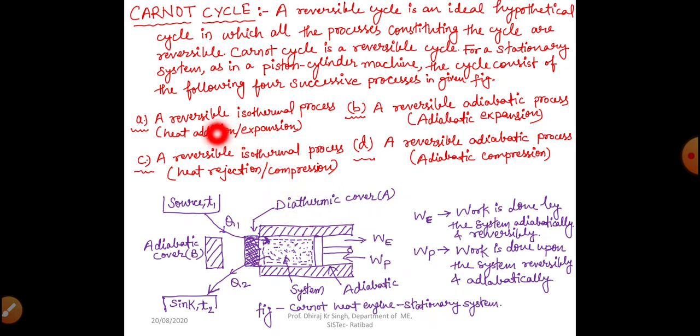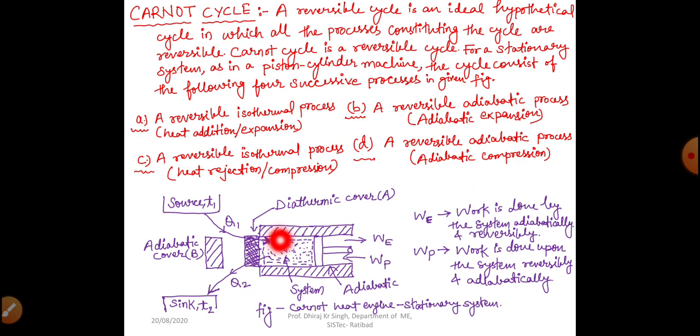So there are four processes in Carnot cycle. First is reversible isothermal process, that is also known as heat addition or expansion process. Second process is reversible adiabatic process, that is also known as adiabatic expansion. Third process is reversible isothermal process, also known as heat rejection or compression process. And the fourth process is a reversible adiabatic process, that is also known as adiabatic compression. So in the next slide we will be seeing the graph on PV plane of this particular Carnot cycle, then we will be able to understand the things.